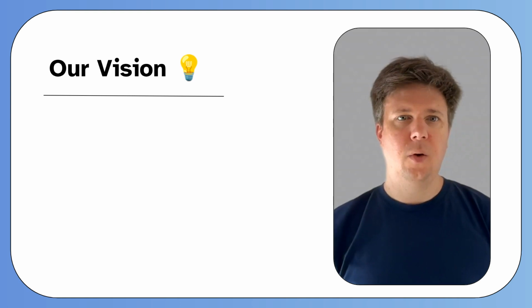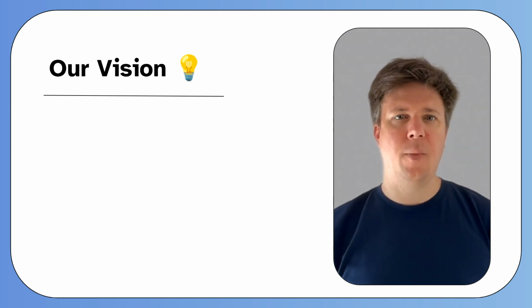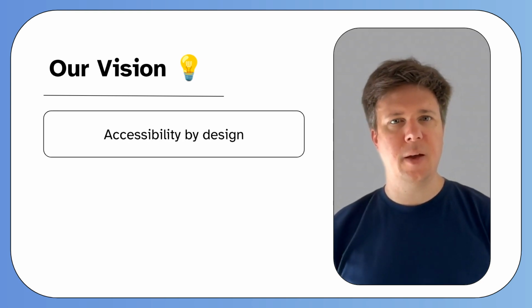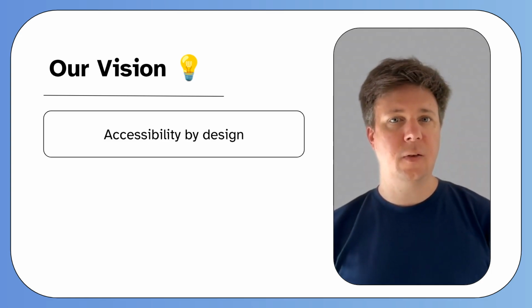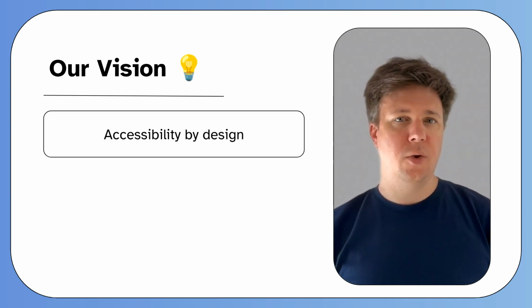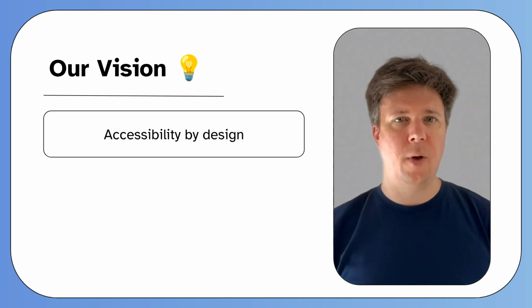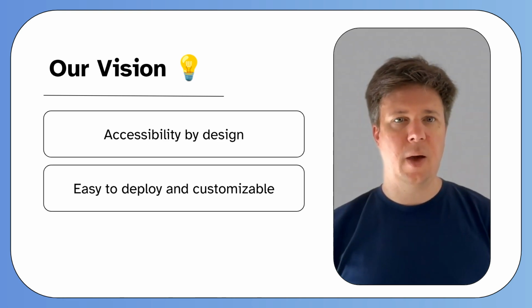Before we cover the details, it feels important to highlight the vision behind this new project. Our top priority is to build a multimodal reading app that's accessible by design. Among other things, this means that we'll focus on creating new accessibility features, both for text and for audio. We also know that Radium Web and Thorium Web need to be easy to deploy and customizable.